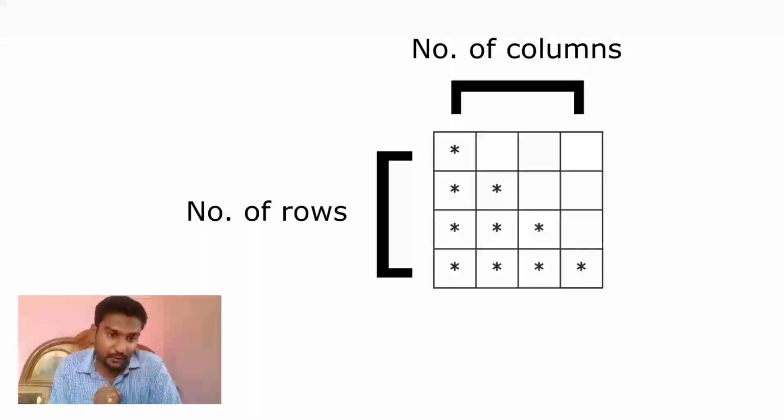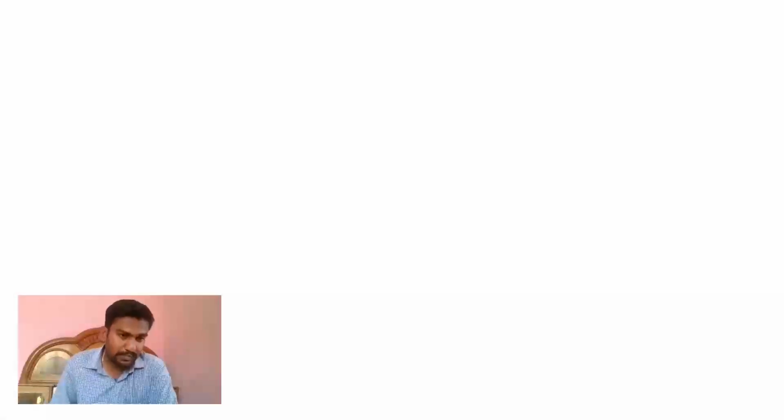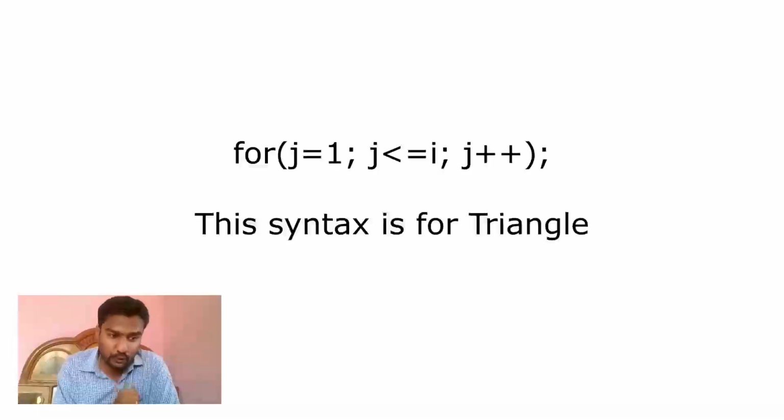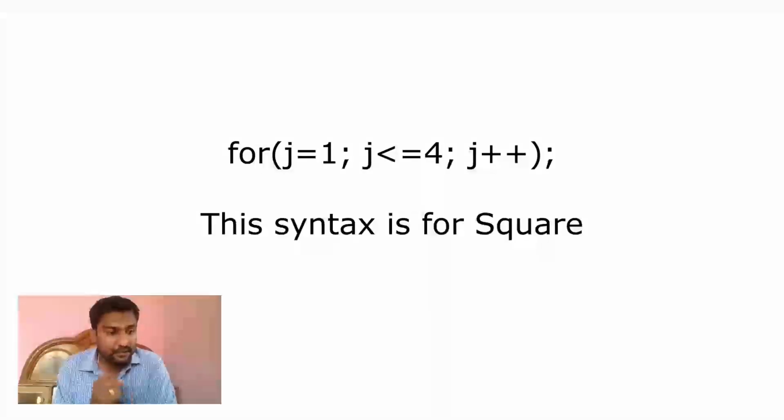So if my number of columns depends on the number of rows, I should write the syntax as for j = 1, j <= i, j++. Here be careful, students, instead of for j = 1, j <= 4, j++. Here is the difference you need to understand. There is a slight change.